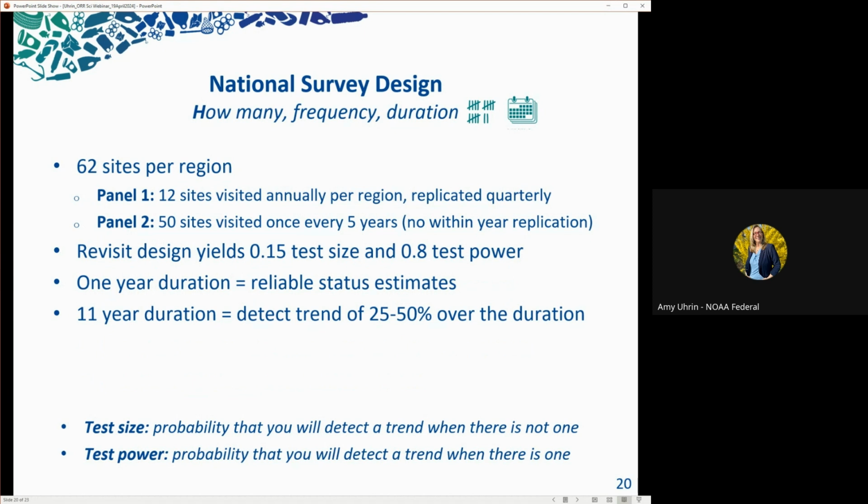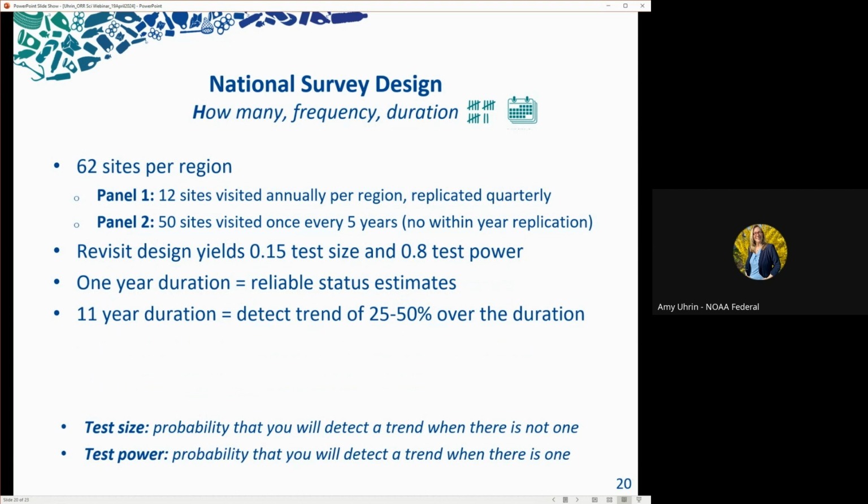And so this particular design provided a sufficient test size and sufficient power that we could reliably estimate debris status in a given region using 1 year's worth of data. And we could reliably estimate a change in debris loads over time if we carried out the entire monitoring program for 11 years.